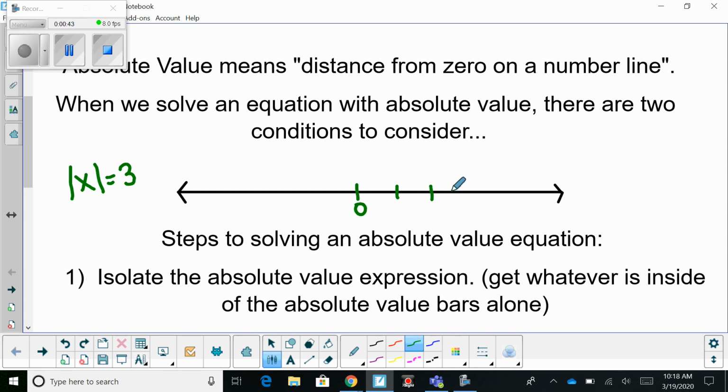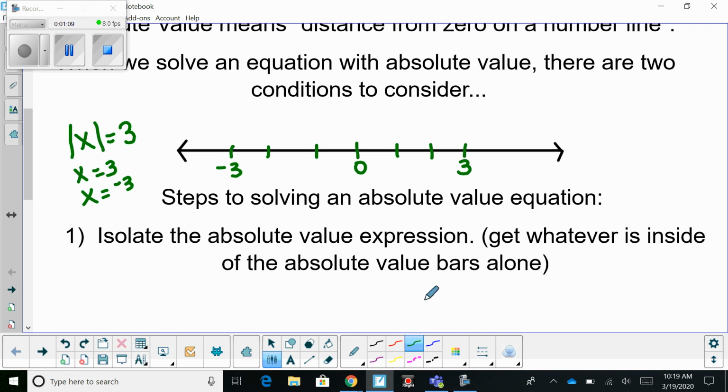Well, positive 3 would be 3 units away from 0, and negative 3 would be 3 units away from 0. So this x value inside these absolute value bars really could be either positive 3 or negative 3. Both of these values are 3 units away from 0.